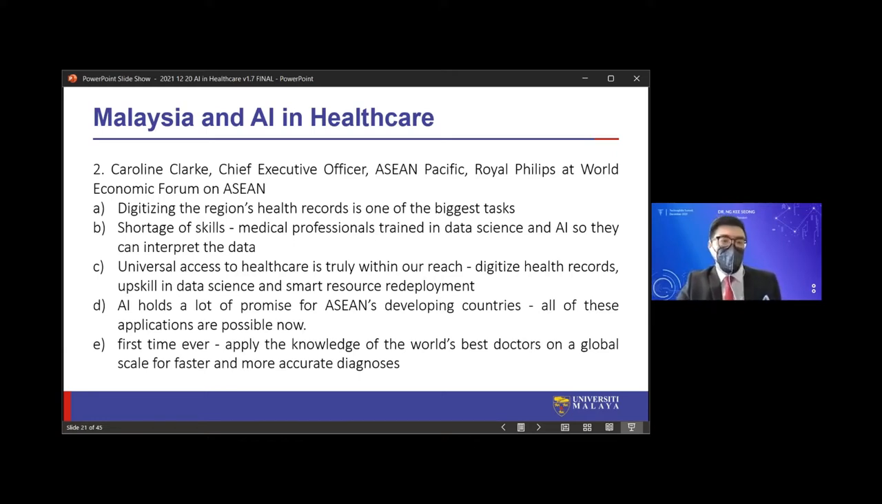So for the first time ever, she felt that we are now able to potentially apply the knowledge of the world's best doctors utilizing this AI on a global scale for faster and more accurate diagnosis, especially if we start collaborating worldwide as well.